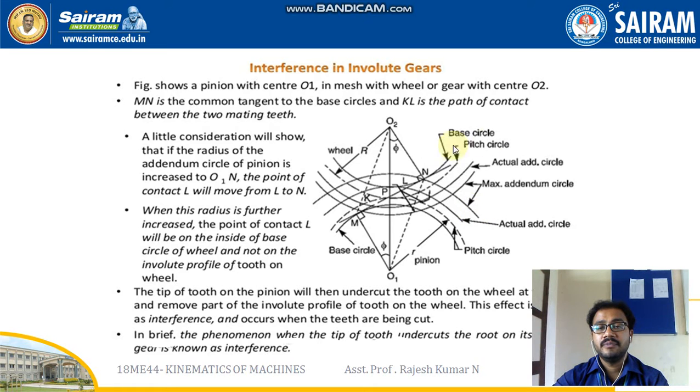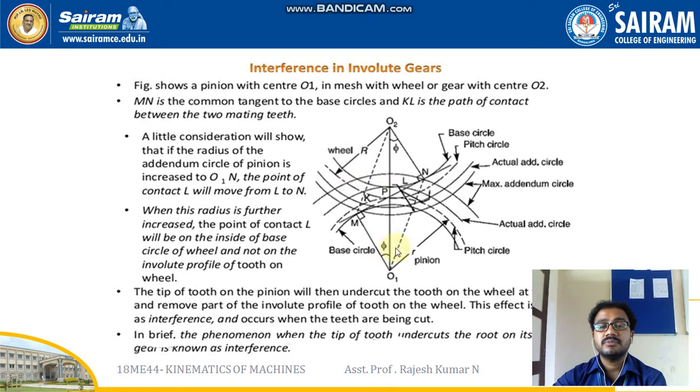Similarly, on the other side, we have a gear, and this is the maximum addendum circle for the gear, this is the actual addendum circle, this is the pitch circle, and this is the base circle. I think you are very clear about all these things: what is R, what is PL, everything. I'll explain one thing once again in this video.